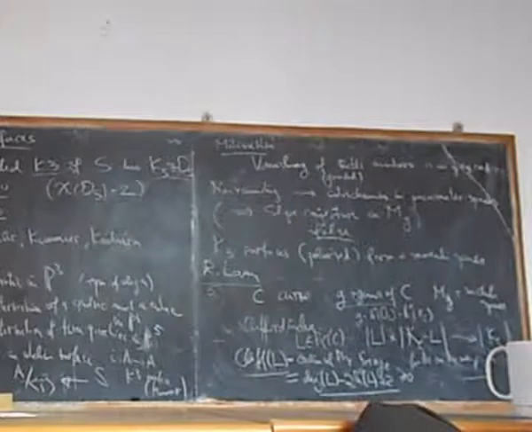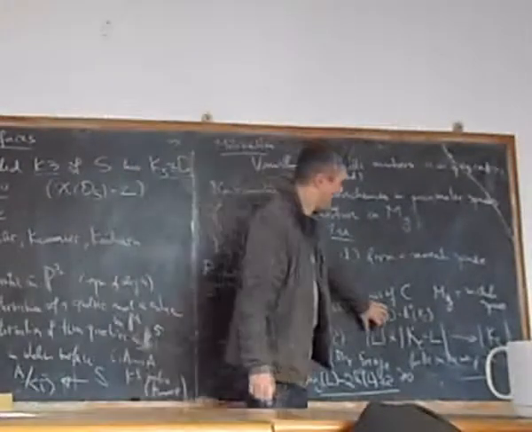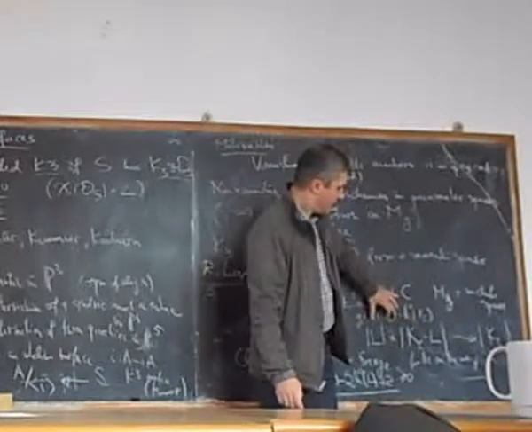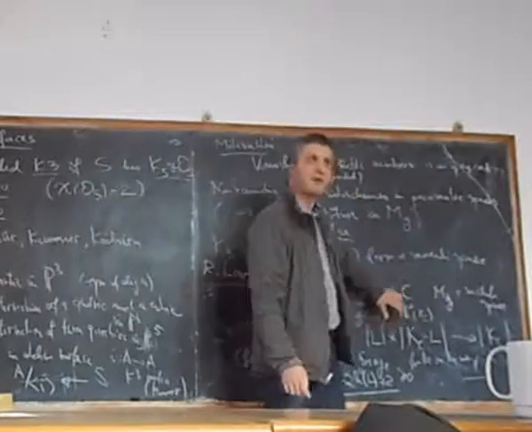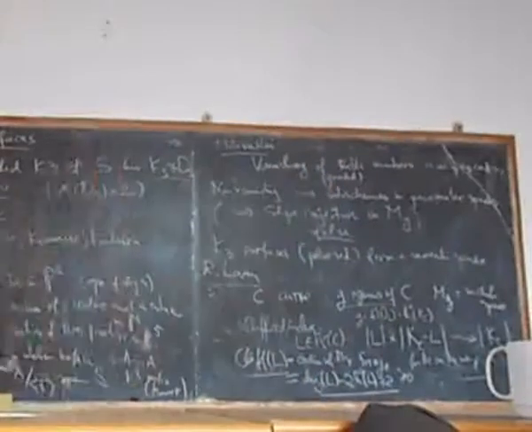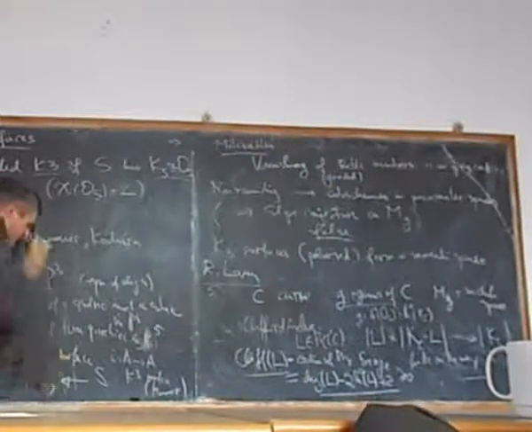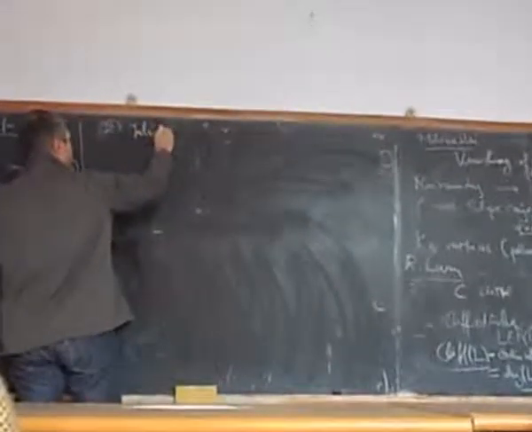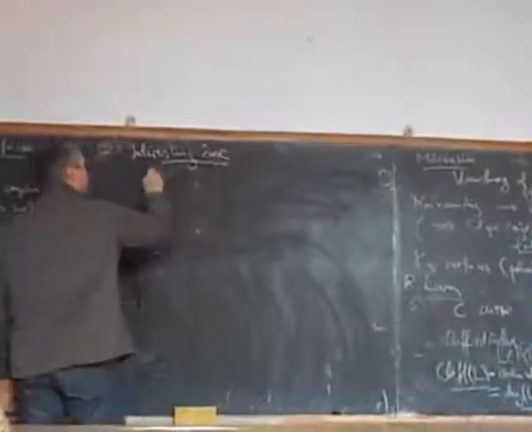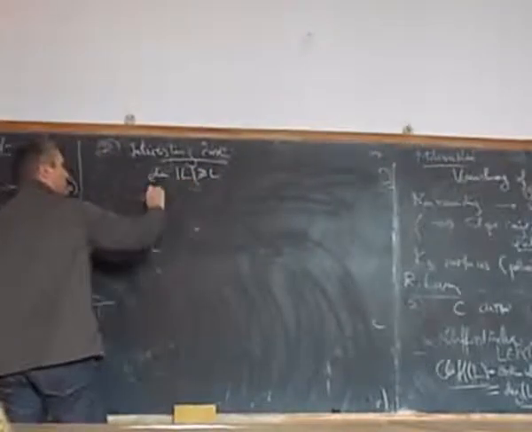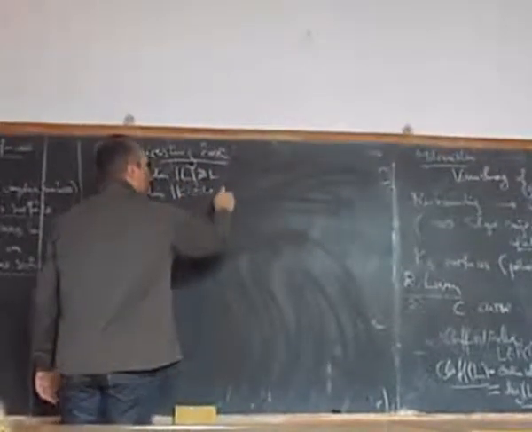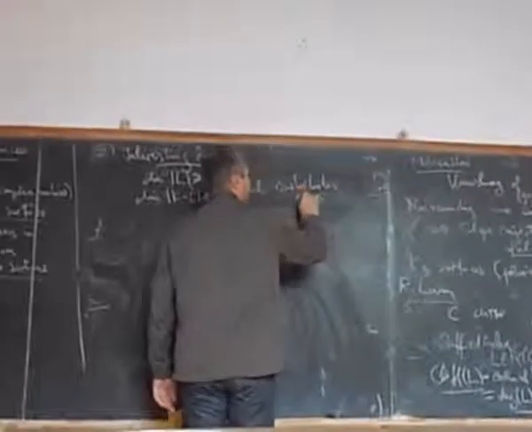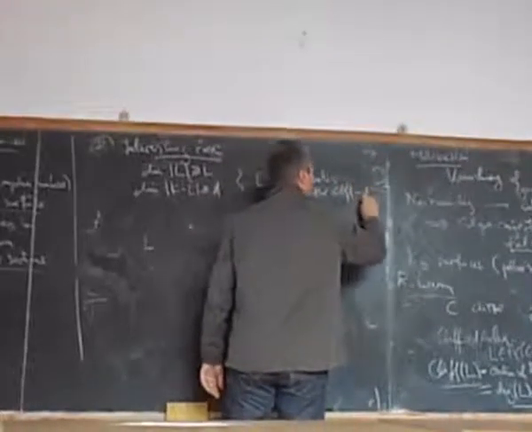Okay, and now what are the relevant bundles? Well, if either this one is a point, or even worse, the empty set, then that's not interesting. So we are interested in situations where these are real varieties, more than points. So we are interested in those L's that satisfy two conditions: the dimension of L is bigger than 1, and the dimension of K minus L is also bigger than 1. So in this case, we say that L contributes to the Clifford index of C.